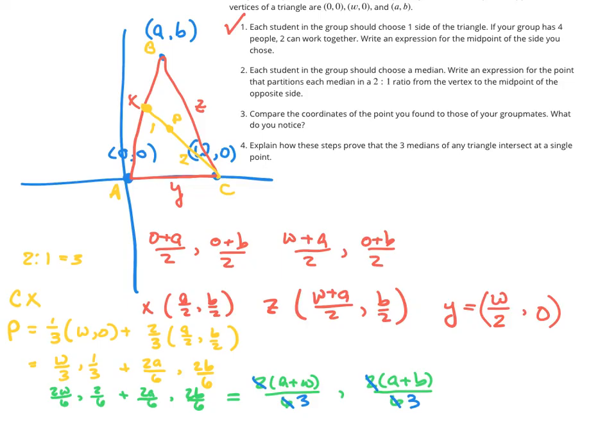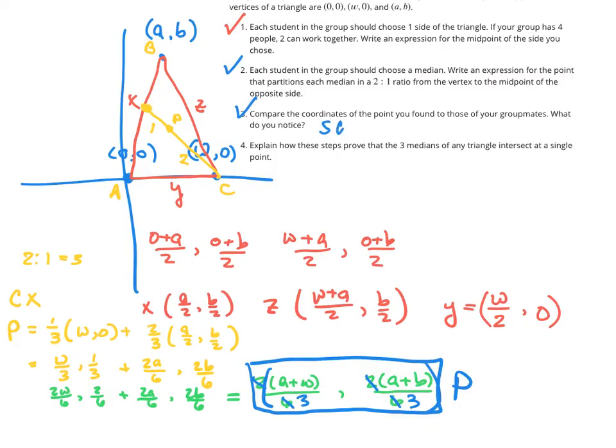All right, I can do that for the other sides, but my point P is going to be the same. We proved that in the last lesson, that is going to be my ordered pair for point P in the middle. So when I compare the coordinates of the point I found, they are all going to be the same.